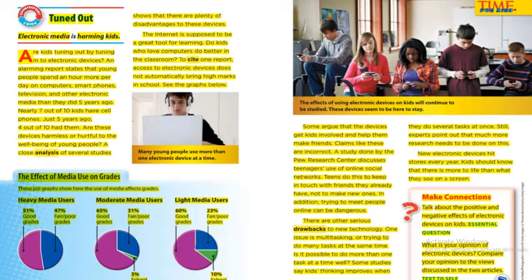One issue is multitasking, or trying to do many tasks at the same time. Is it possible to do more than one task at a time well? Some studies say kids' thinking improves when they do several tasks at once. Still, experts point out that much more research needs to be done on this. New electronic devices hit stores every year. Kids should know that there is more to life than what they see on a screen.